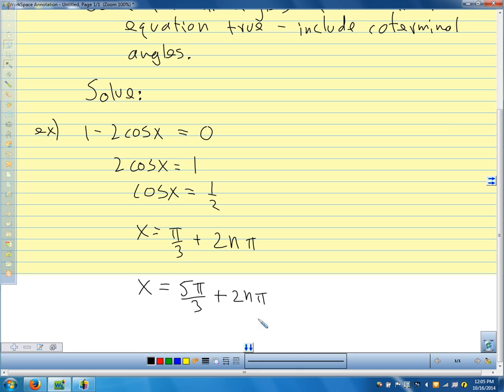All right, so we have this first quadrant angle and we have this fourth quadrant angle that gives us a cosine of 1/2. And there's our answer: x equals pi over 3 plus 2n pi, or x equals 5 pi over 3 plus 2n pi. All right, questions there?